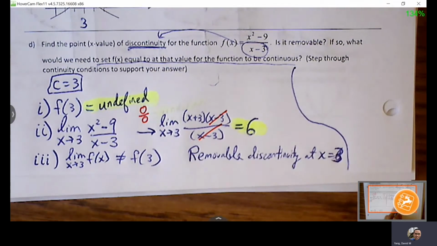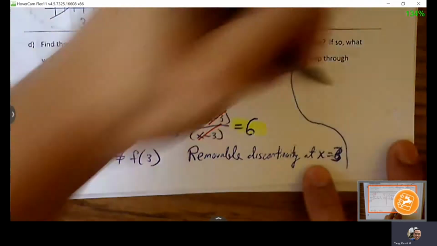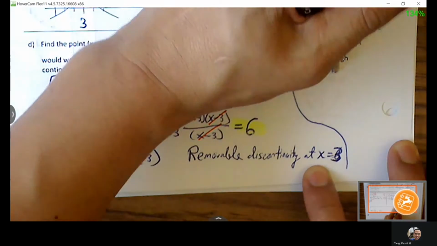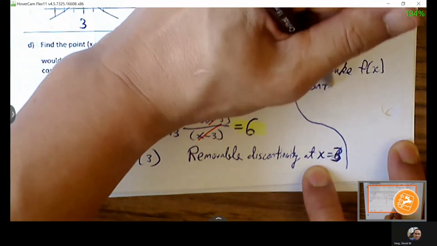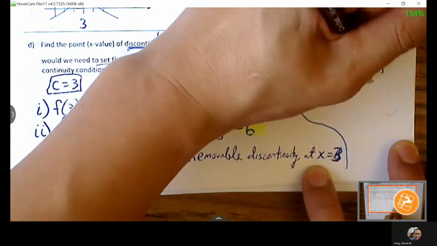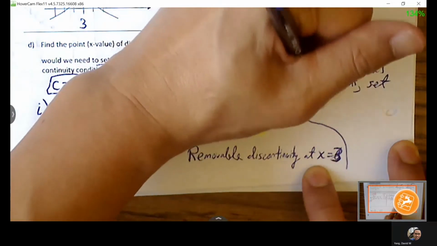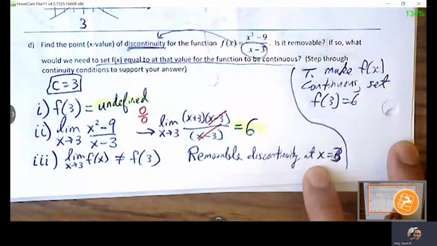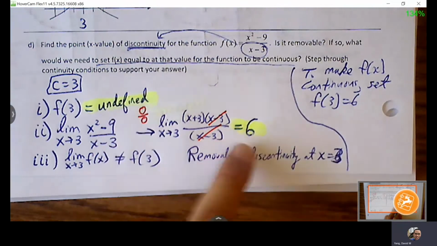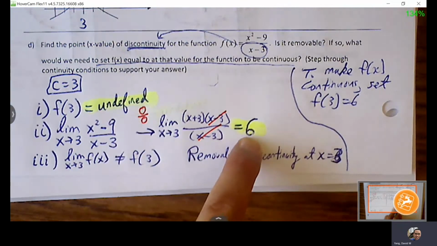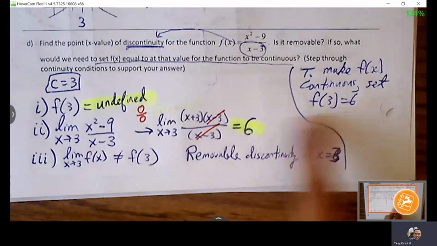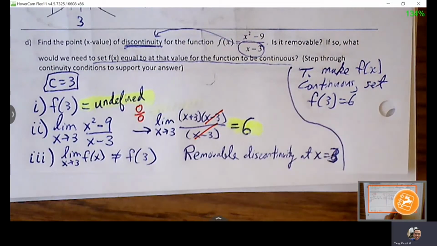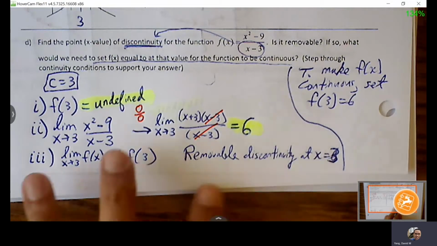So we can say, to make f of x continuous, we're simply going to set f of 3 is equal to 6, right? Because right now that hole is not being filled in because f of 3 is undefined. But if we put f of 3 equals 6, then that point will plug in that hole, and we'll all of a sudden achieve continuity.